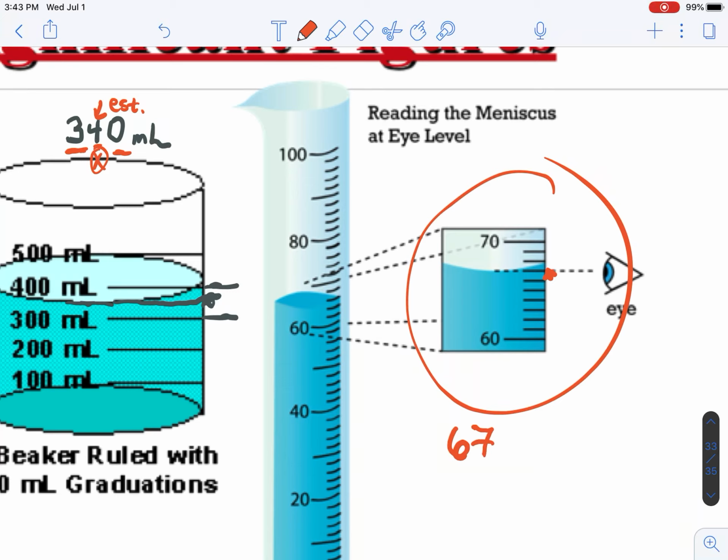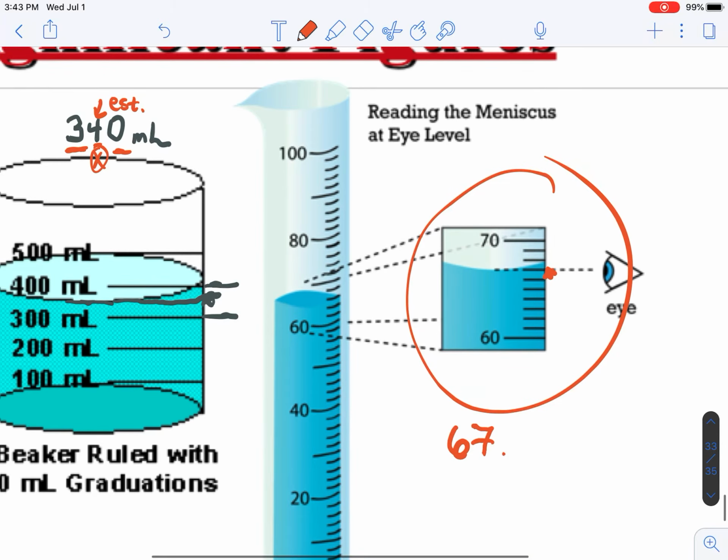Now we know it's that number. We know the ones column because there is a graduate for every 1 milliliter. However, there's none for the tenths. So we're going to estimate the tenths column. If it falls right on the line, then our estimate is 0. So we would say that this is 67.0 and that this last digit is an estimate. What does it mean? It means that there was no marking for the tenths column. So 67.0 milliliters would be appropriate.